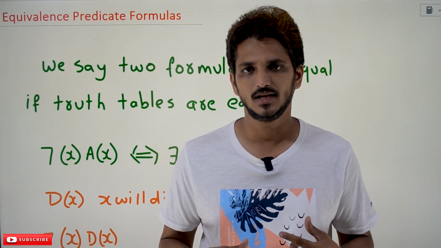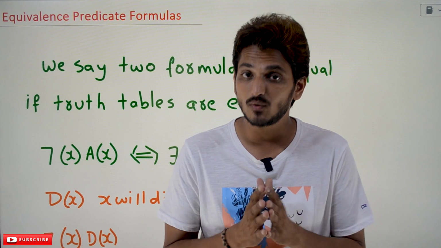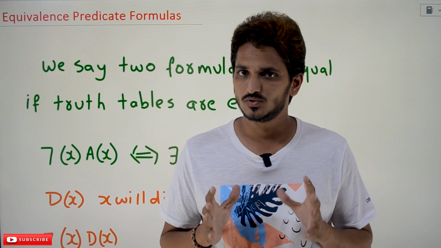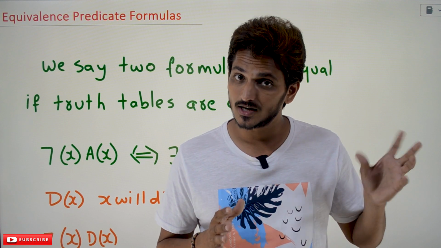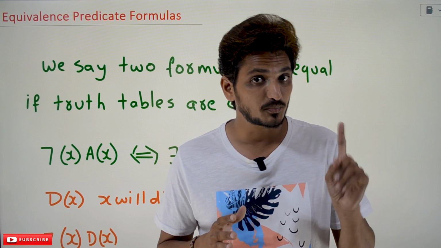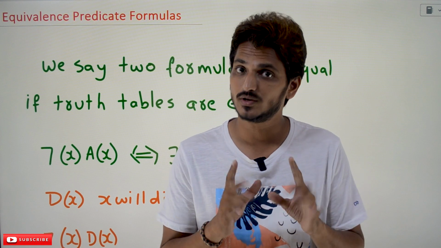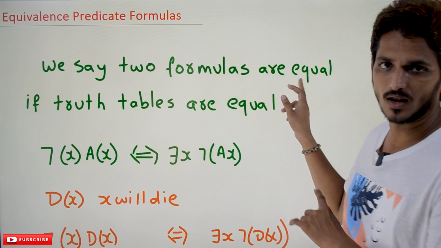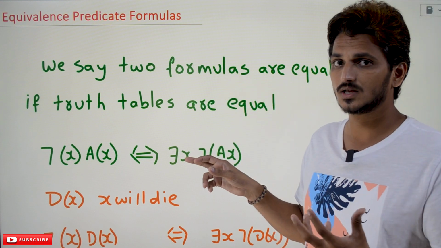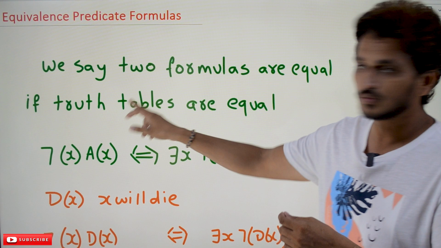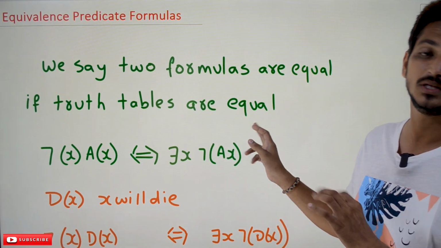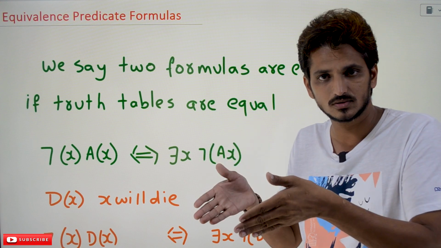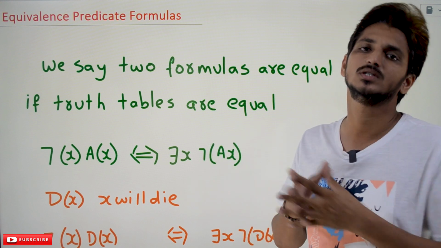I am Raghu here. In this class, we will discuss equivalence of predicate formulas. So this is very easy to understand. In our previous classes, we already discussed equivalence of propositional formulas. There we discussed that we say two formulas are equal if their truth tables are equal, meaning for both the formulas, if you get the same truth values, then we say that the two formulas are equal.